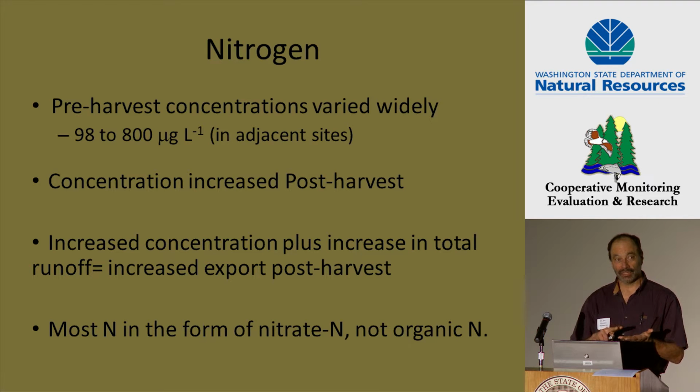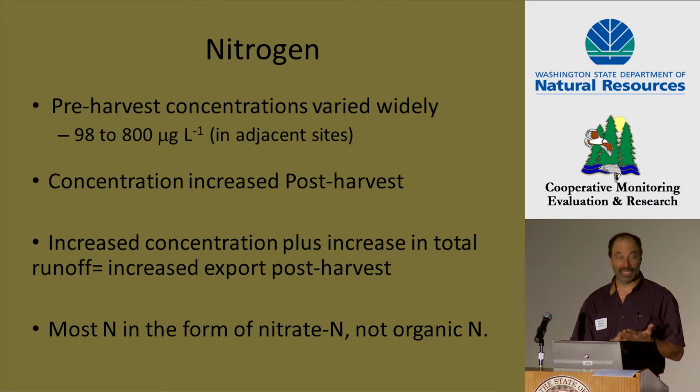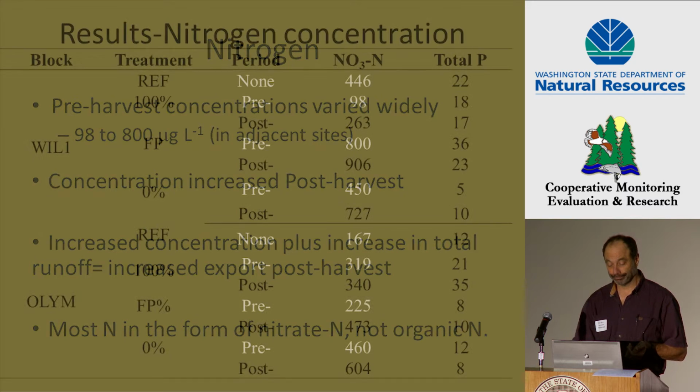In spite of that, there's a uniform increase in nitrogen concentration. When I say nitrogen, it includes both nitrate and total nitrogen, because nitrate comprised the vast majority of the nitrogen we were measuring, and the results are almost identical. But concentration did increase post-harvest in all sites, and the increased concentration plus that increase in total runoff, total discharge that Greg was talking about, means that we did have increased export post-harvest. And again, most of the nitrogen is in the form of nitrate.